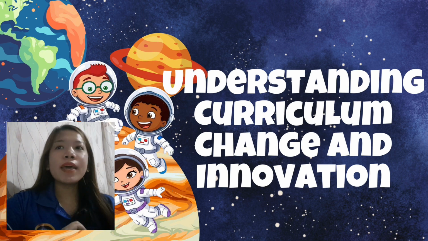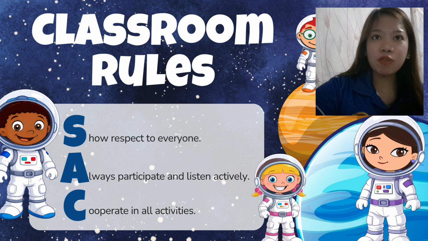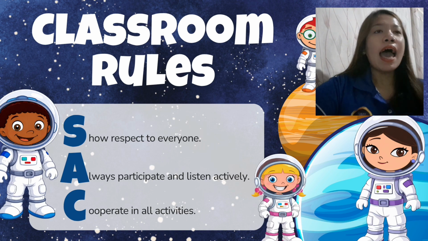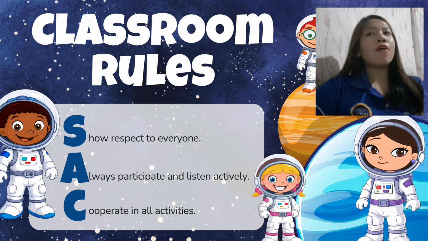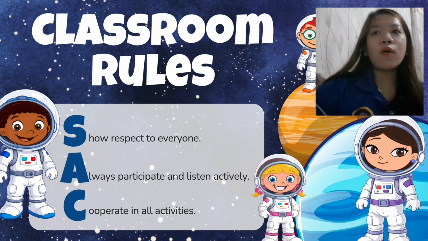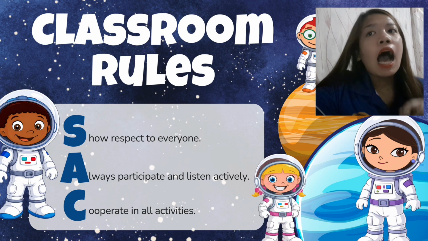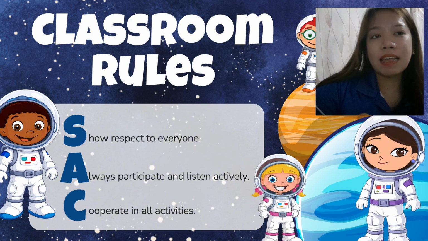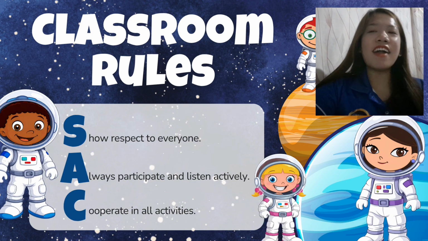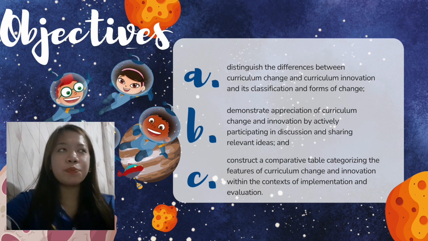So before we begin, let us first establish our classroom rules using the acronym S, A, and C. S, show respect to everyone. A, always participate and listen actively. And C, cooperate in all activities. Are we clear? Alright, now let us look at our objectives.